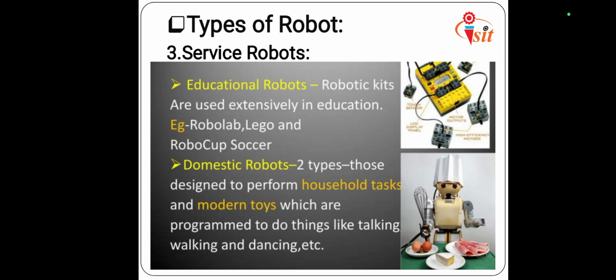Domestic robots we can use for household tasks or modern toys. For household tasks, in the picture shown here, a robot is cooking, right? So for that purpose also we are using robots. Robots can be used for modern toys, for singing songs, playing musical instruments, dancing, talking, walking, mimicry, etc.